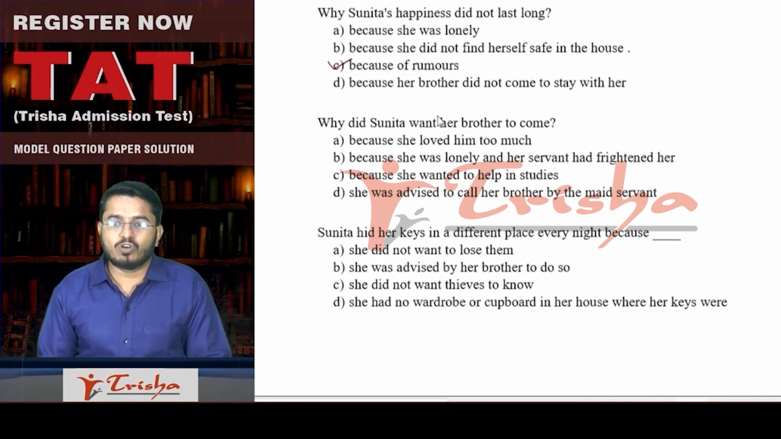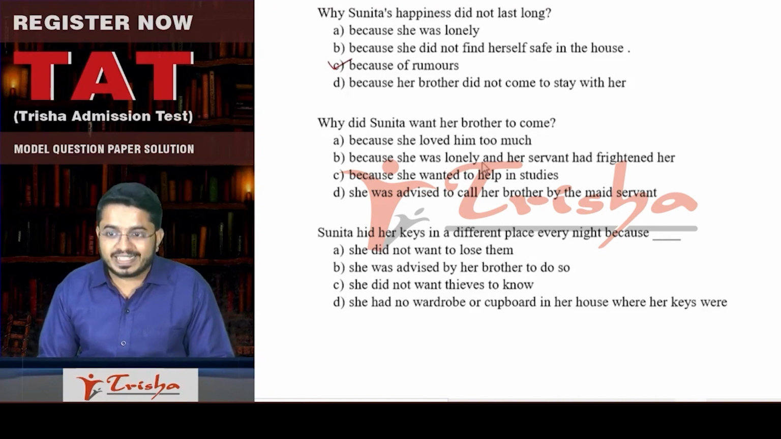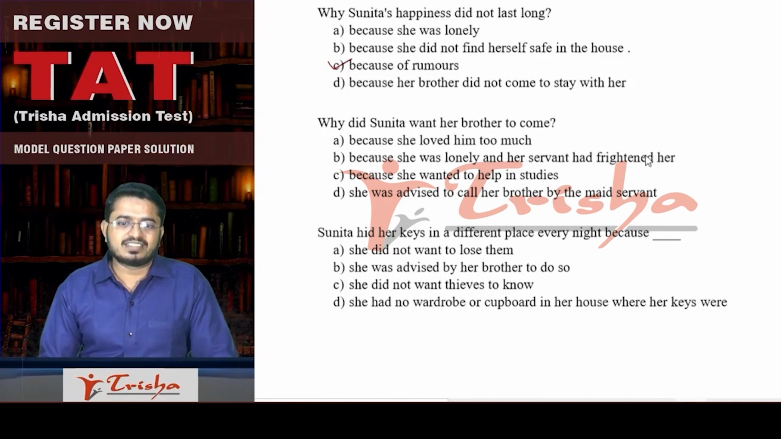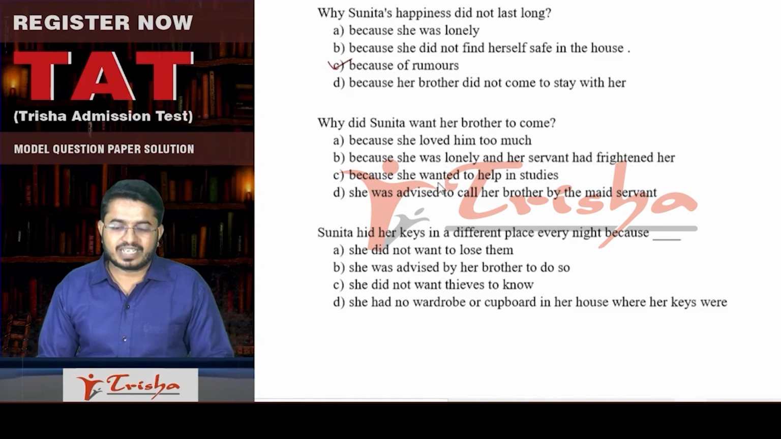Okay. The next question now. Why did Sunita want her brother to come? Because she loved him too much? Because she was lonely and her servant had frightened her? Okay, this is the option that might be the correct answer, but let us keep on looking at other options also. Because she wanted help in studies? No, this is outrightly not the right answer, so we can cancel it out.